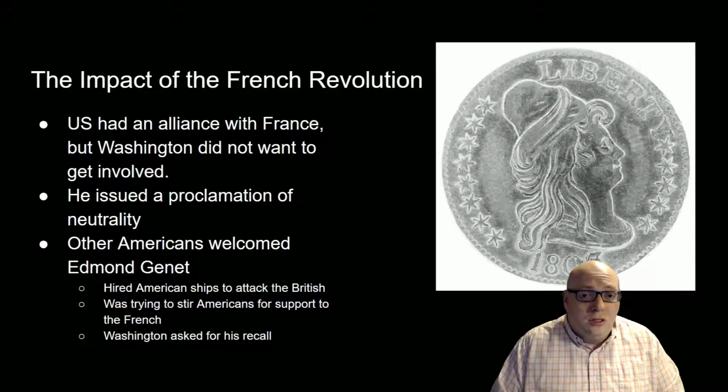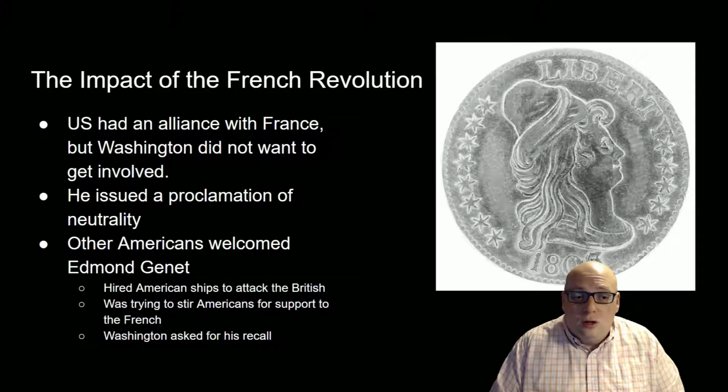But Washington did not want us to get involved in what was going on in France, especially with how scary to him the French Revolution was. So he issued a proclamation of neutrality, keeping us out of the conflicts of Europe. Other Americans were in favor of what was happening in France, so this started to divide Americans a little bit.